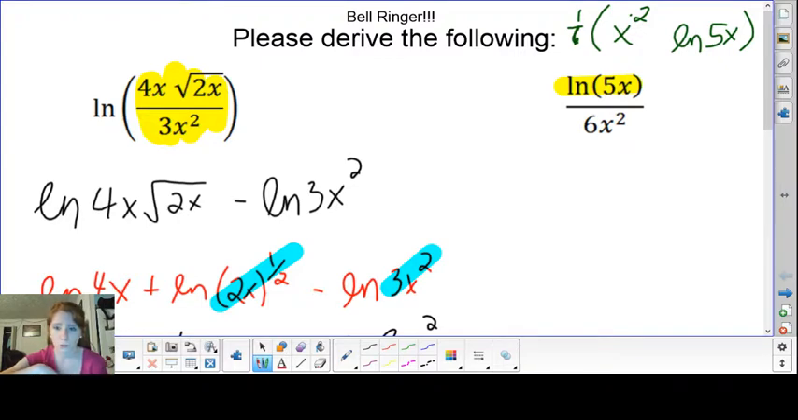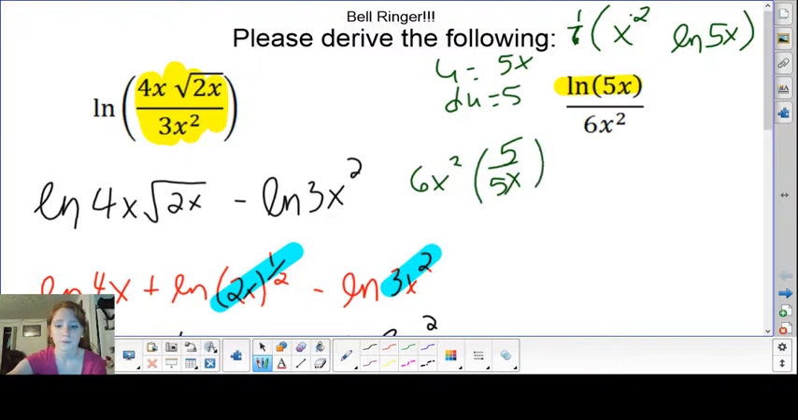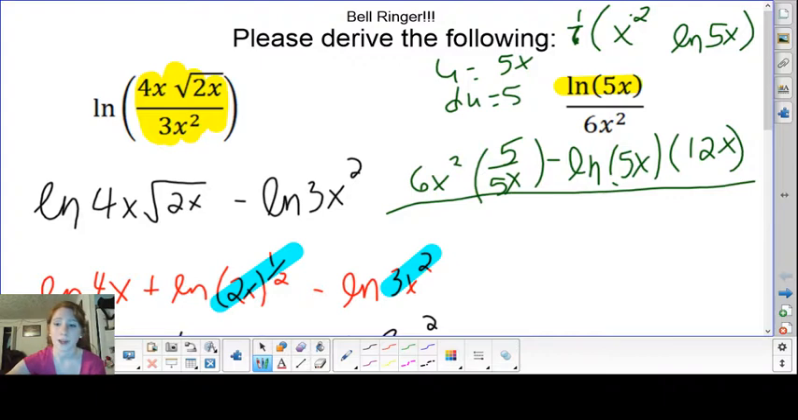So quotient rule tells me that I have the bottom, 6x squared, times the derivative of the top. Well, I need my u and my du, so let's let my u be 5x, and the derivative of it be 5. So I have 5 over 5x minus the top, which is the natural log of 5x, times the derivative of the bottom, which is 12x, all over the bottom squared. Now I have to physically square everything, and I noticed in some of our homeworks we didn't do it, so I have to square the 6 too. So it's actually 36x to the 4th.